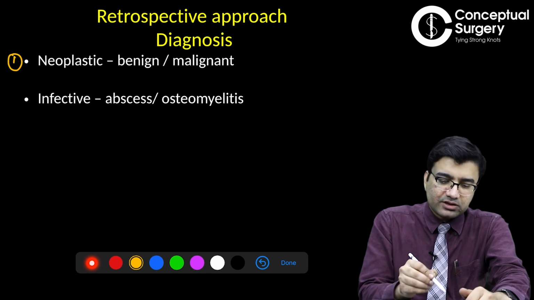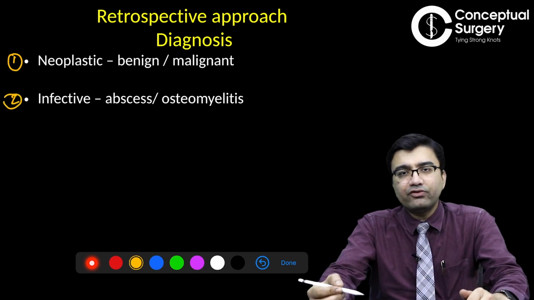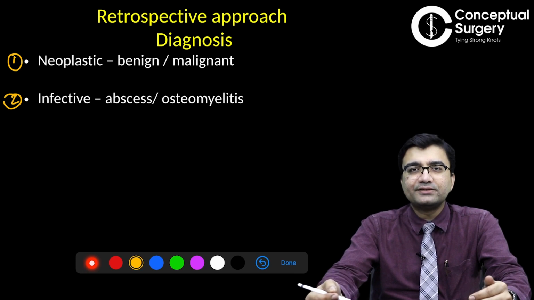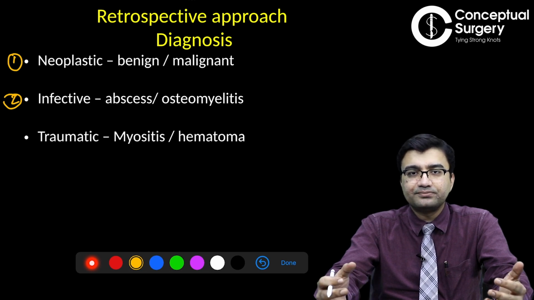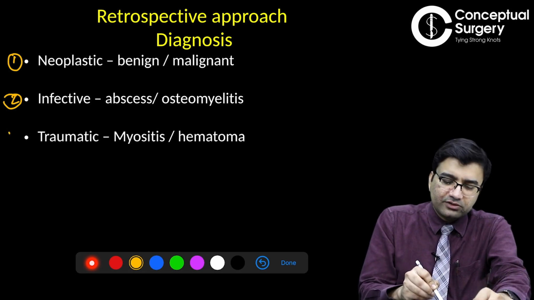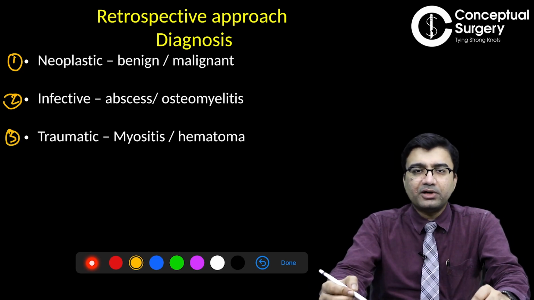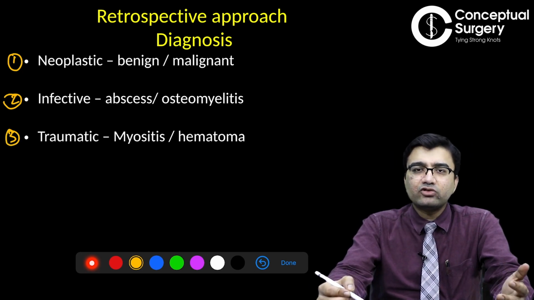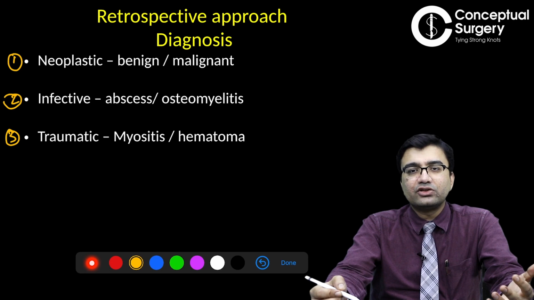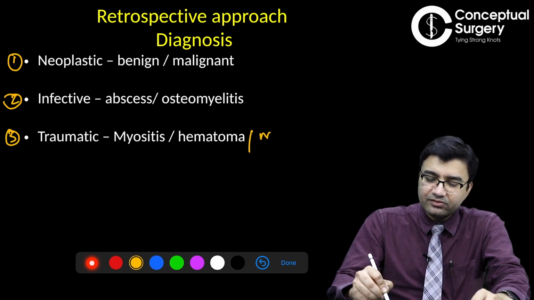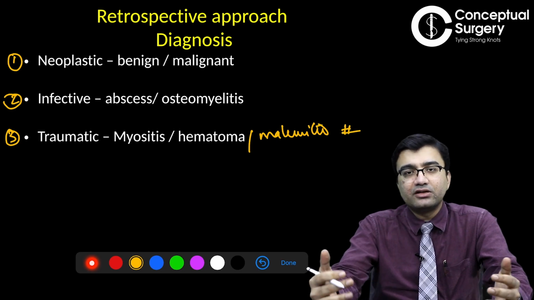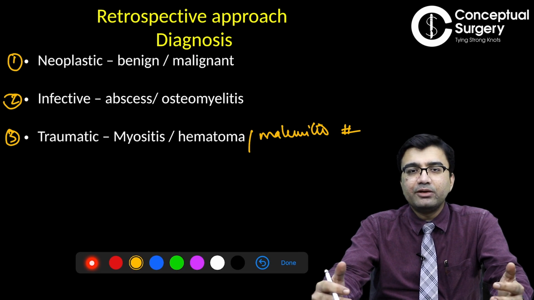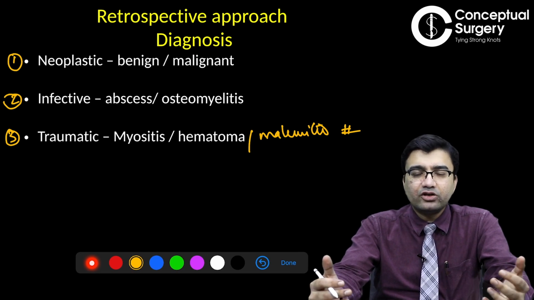The second common cause may be infective, like osteomyelitis or an abscess which may present like a soft tissue mass. The third common ones may be due to trauma, mainly myositis mass or hematoma or malunited fracture, which may present like a swelling there, and commonly mimics a neoplastic origin.